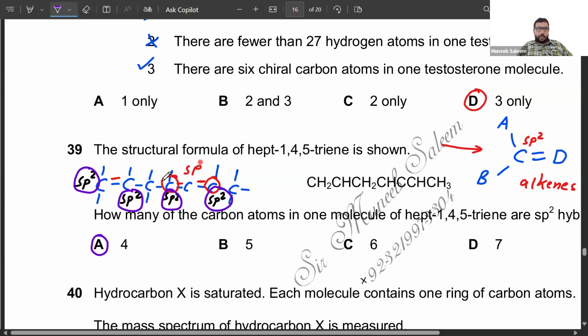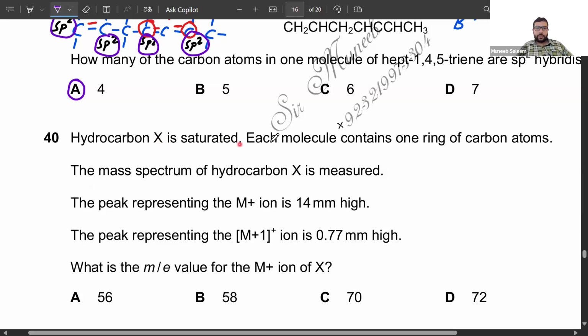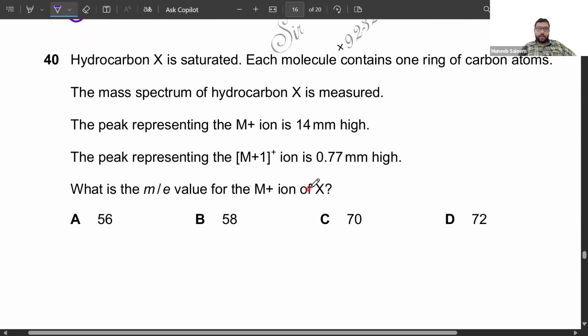Now the last question of this paper: hydrocarbon X is saturated. Each molecule contains 1 ring of carbon atoms. The mass spectrum of hydrocarbon X is measured. The peak representing the M+ ion is 14 mm high. The peak representing the M+1 cation is 0.77 mm high. What is the m/e value for the M+ ion of X?